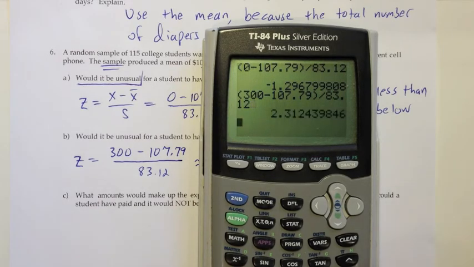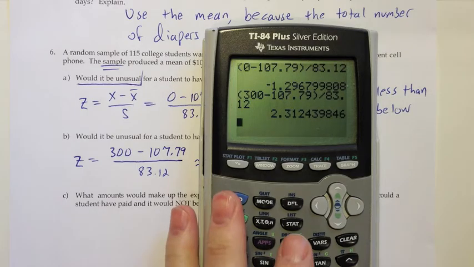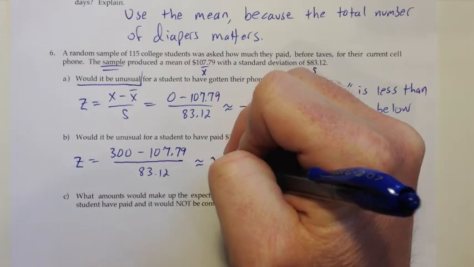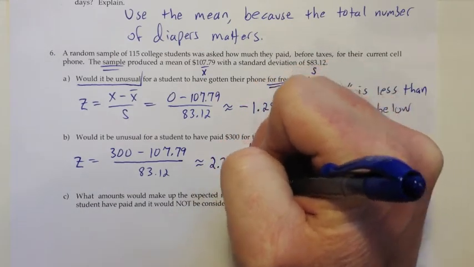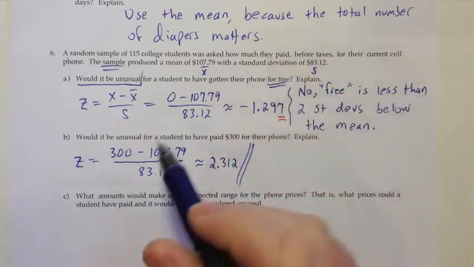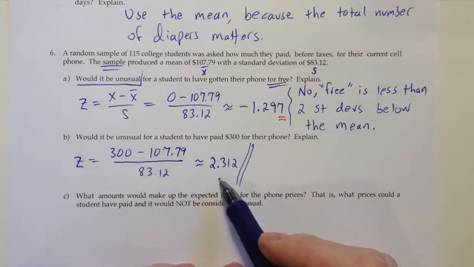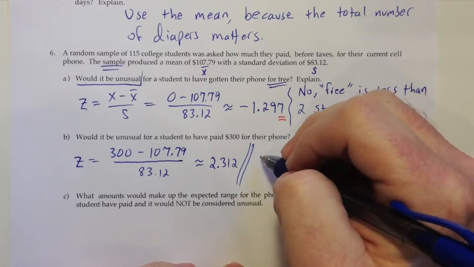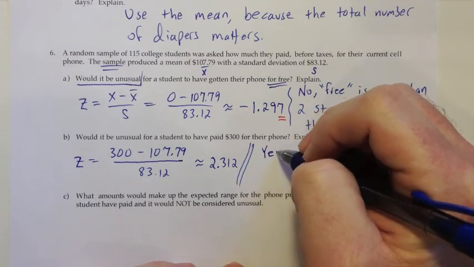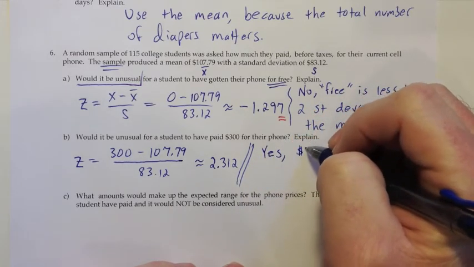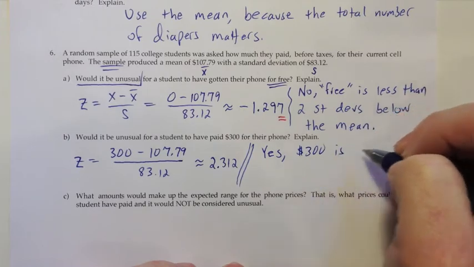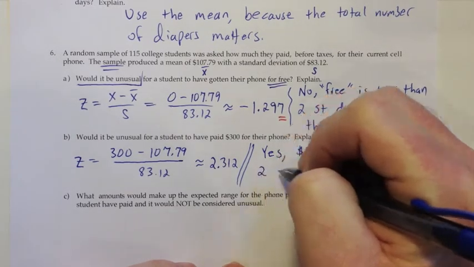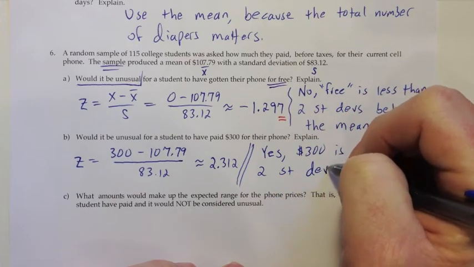And I get 2.312, again going to exactly 3 decimal places on that. And this time it's going to be a yes because 300 is a little over 2 standard deviations away from the mean, and we just said anything more than 2 would be unusual. So this time it's a yes, because $300 is more than 2 standard deviations above the mean.